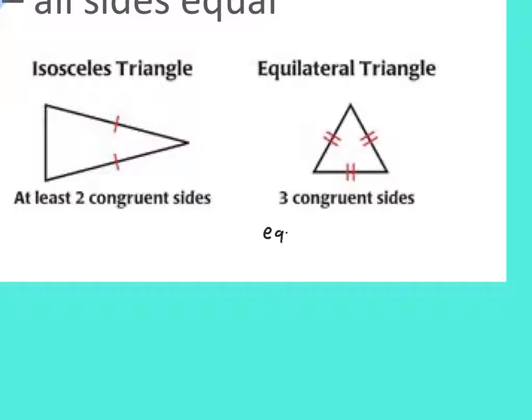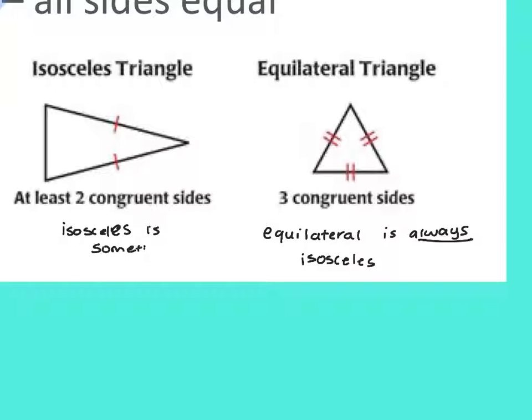So equilateral is always isosceles. And isosceles is sometimes equilateral. How about scalene? Can scalene also be isosceles? No. So a scalene would never be isosceles. A scalene would never be equilateral.